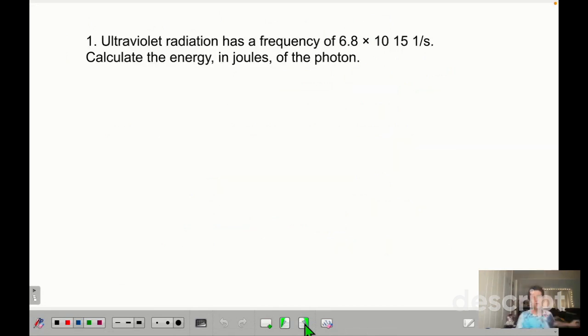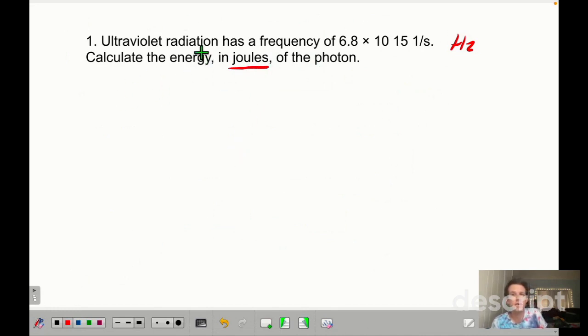All right, so this first problem is: ultraviolet radiation has a frequency of 6.8 times 10 to the 15th 1/seconds. 1/seconds we also sometimes call hertz. That is the unit that we use to represent frequency. So calculate the energy in joules of the photon. And joules is the primary unit we use for energy.